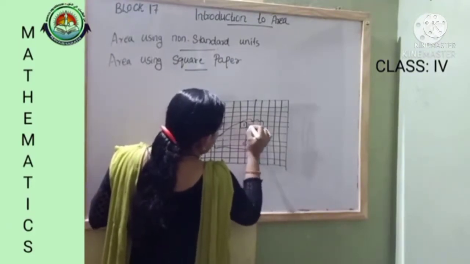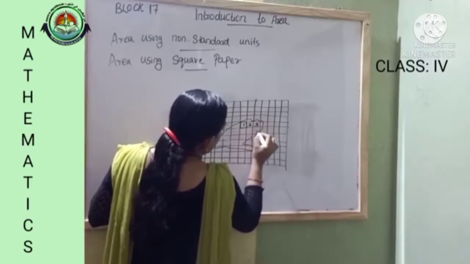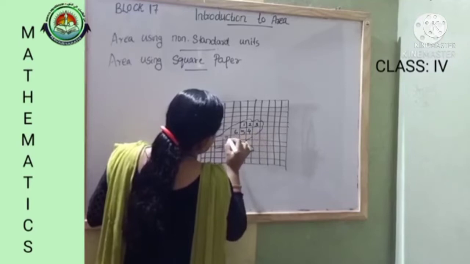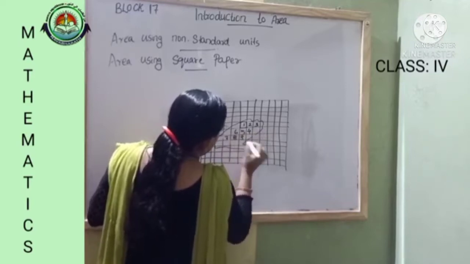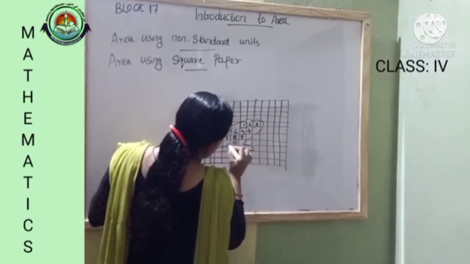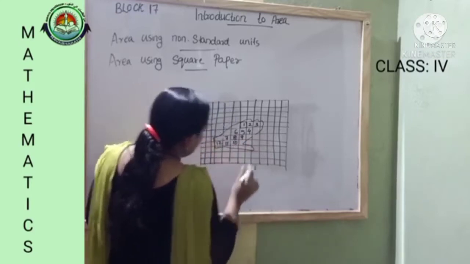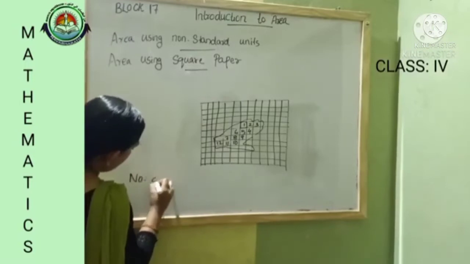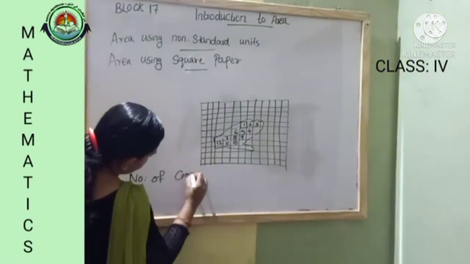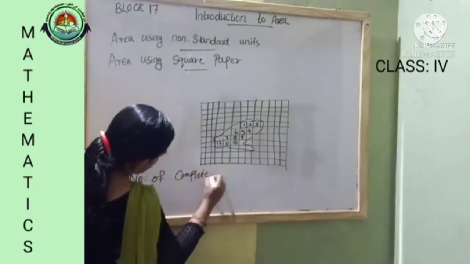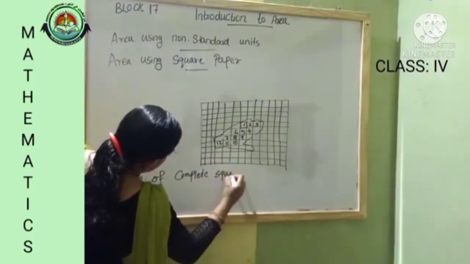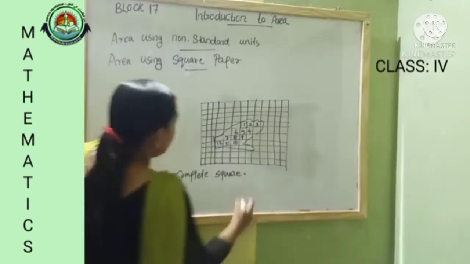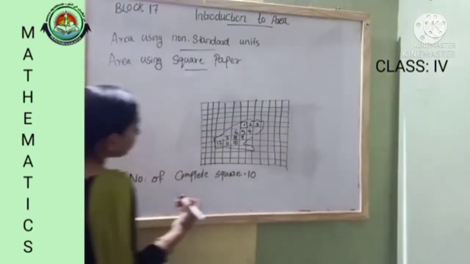Here the complete square. Look, this is a complete square. 1, 2, 3, 4, 5, 6, 7, 8, 9, 10, 11, 12. So 12 complete squares. Number of complete squares is... How many complete squares are there? 10 complete squares are there.